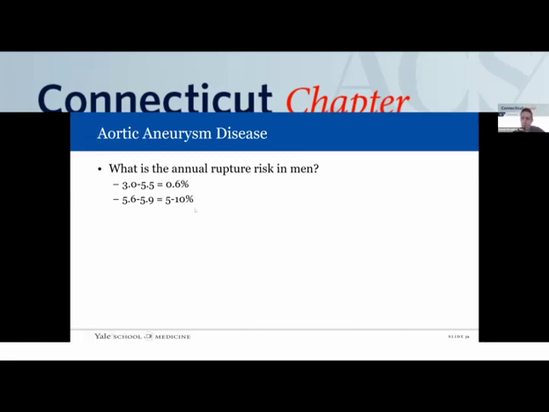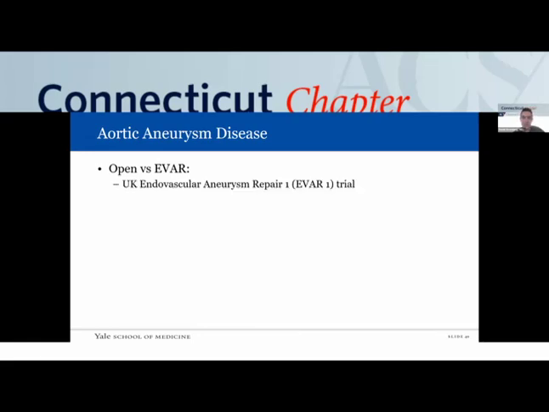So for men, we offer repair then. As you get into the sixes, the annual rupture risk increases to 10 to 20%. A 7 centimeter aneurysm is up to 30%, and over an 8 centimeter aneurysm has up to a 50% annual risk of rupture. So open versus EVAR, this is one of the classic debates in vascular surgery.